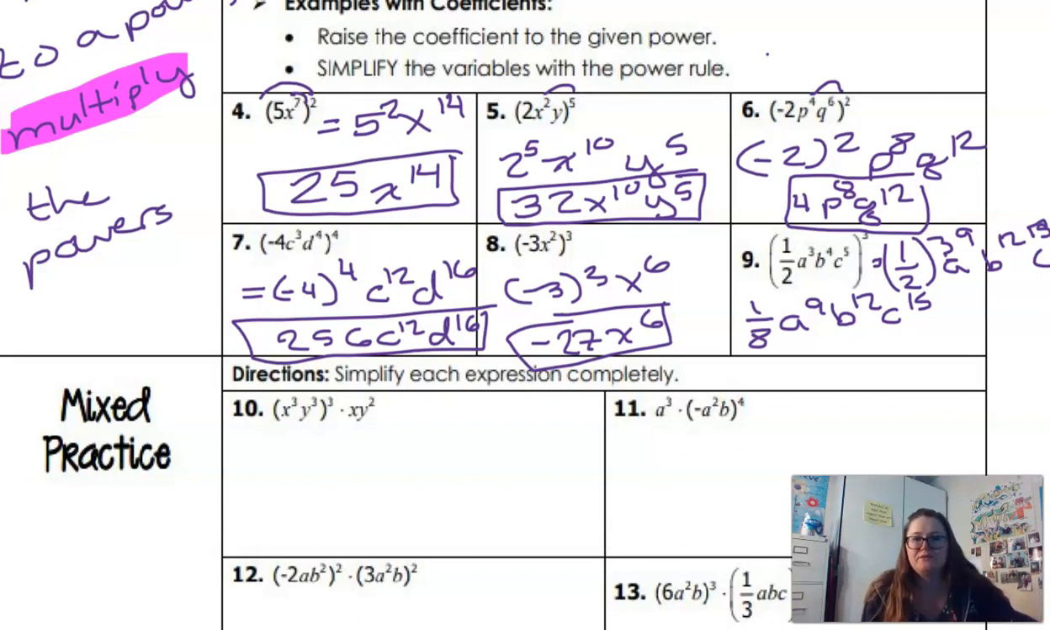Alright, there we go. That is how we do power to a power. So now what you need to do is you're going to go ahead and do the first section of the Delta Math assignment. So good luck.